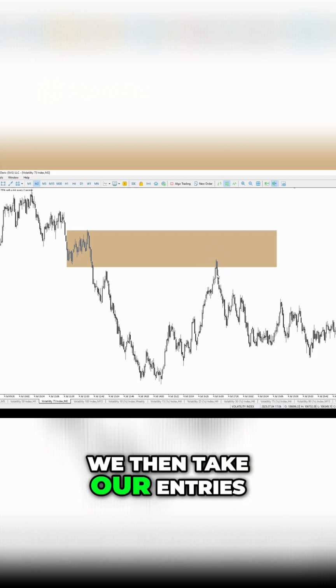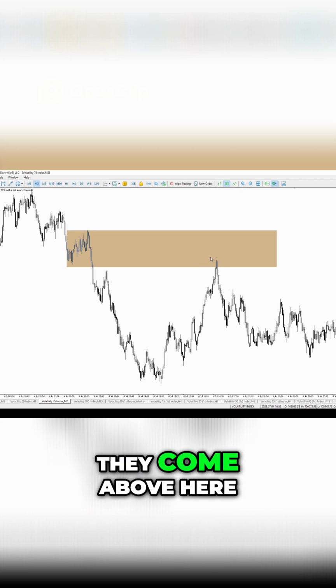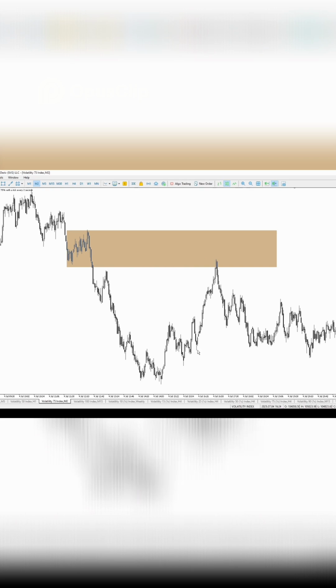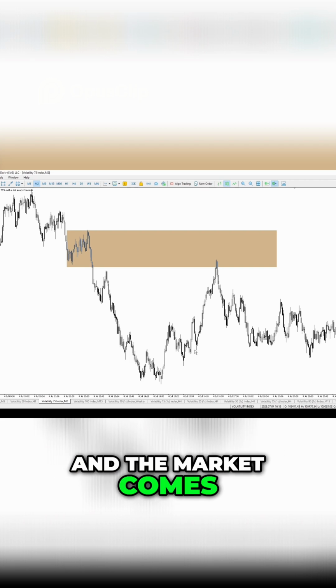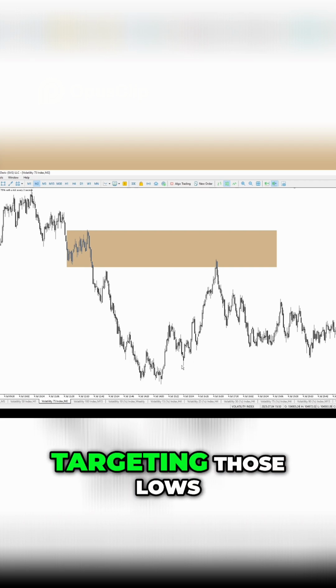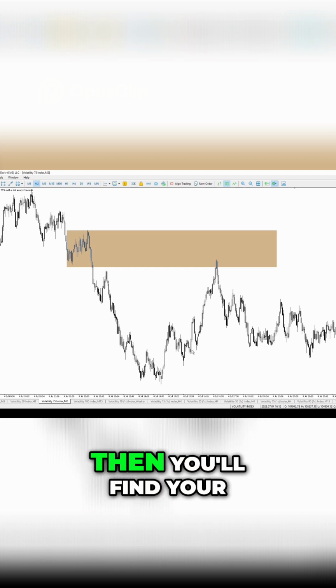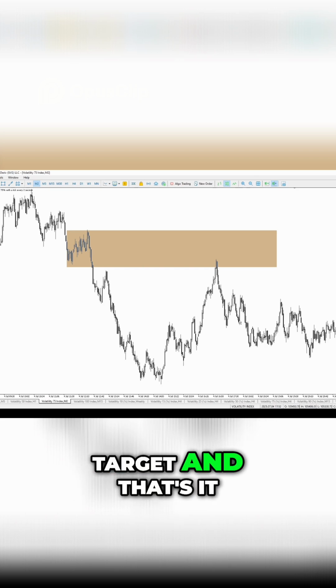We then take our entries, stop losses, they come above here. And then we target our lows. This is our first low that we will be targeting. And the market comes there, or you'll be targeting those lows somewhere between here. Then you'll find your target, and that's it.